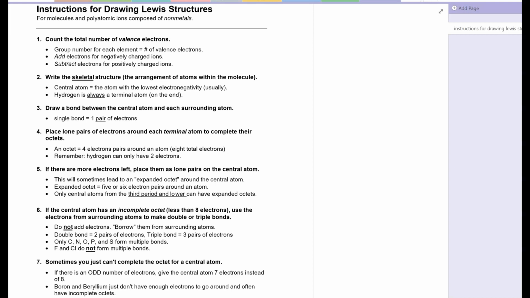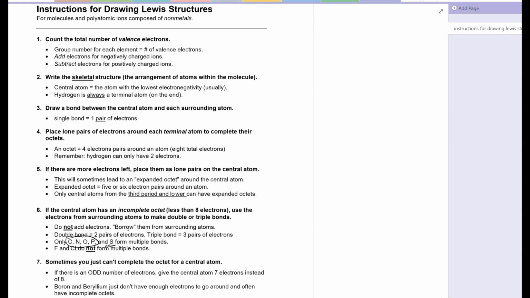We make sure that things that need to satisfy the octet do. In some cases, we need to think about multiple bonding, and that's usually just certain elements. You don't really see multiple bonding with any other ones except carbon, nitrogen, oxygen, phosphorus, and sometimes sulfur. Fluorine and chlorine will never multiple bond. If there is an exception to the octet rule, a few elements can go above the octet, known as expanded octet. And then there are ones that are just exceptions: boron is stable with 6 electrons, and hydrogen is stable with 2 electrons.